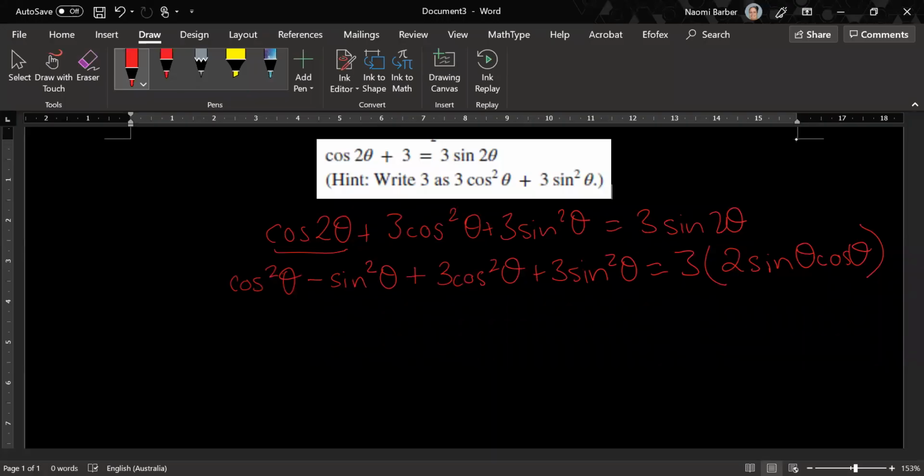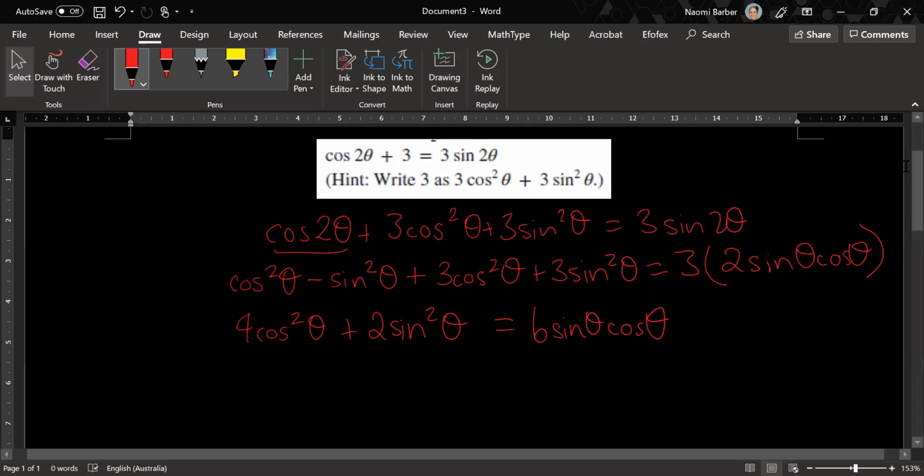All right, now I need to collect like terms. So I have 4 cos squared theta plus 2 sine squared theta on the left-hand side, and on the right-hand side I get 6 sine theta cos theta. Okay, so far so excellent.